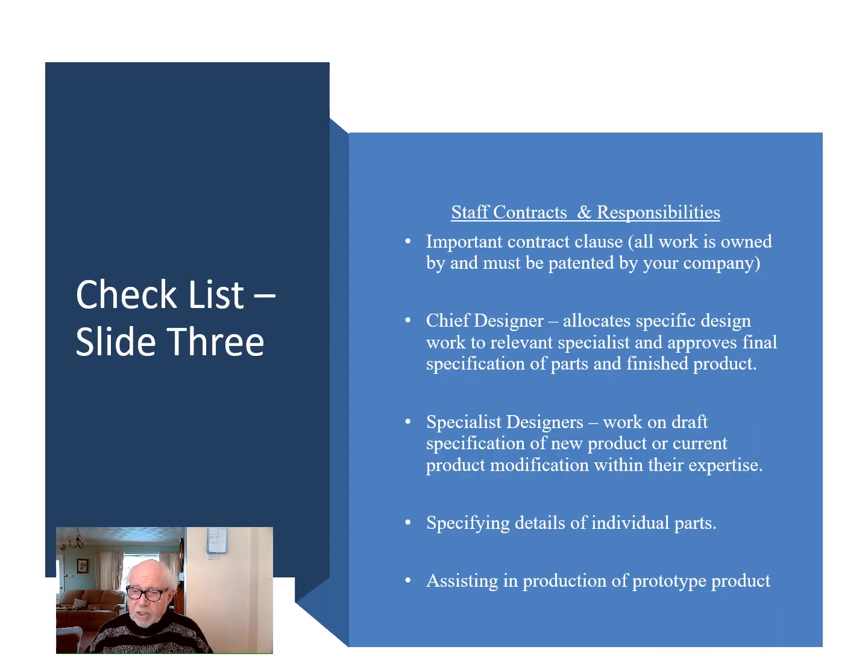Clear contracts and job descriptions are essential. On receipt of outline of general product specification from marketing and sales, the chief designer should be working with each specialty designer to break the product down into clear specifications for individual components, sub-assemblies, and final assembly and finishing of the complete product. Is that happening?